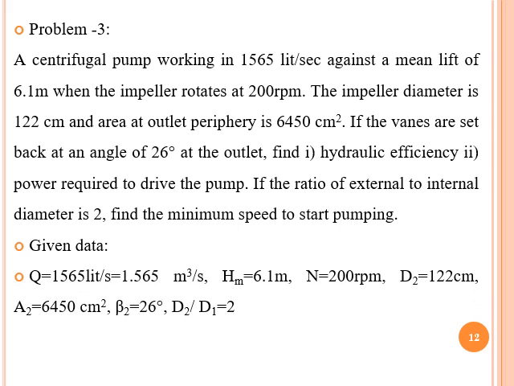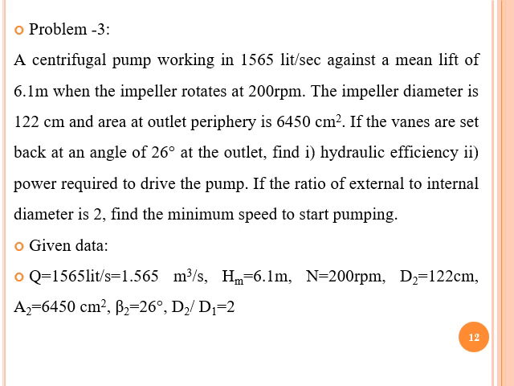So now the given data is like that. Q is equal to 1565 liter per second, that is equal to 1.565 meter cube per second. Manometric head is equal to 6.1 meter. Speed N is equal to 200 rpm. D2 is equal to 122 centimeter. The area at outlet is given as 6450 centimeter square.